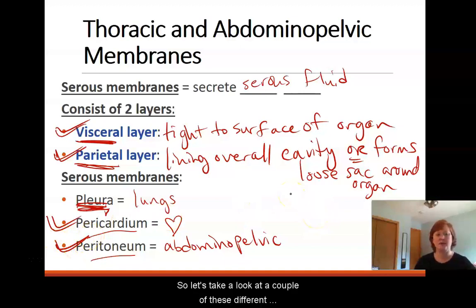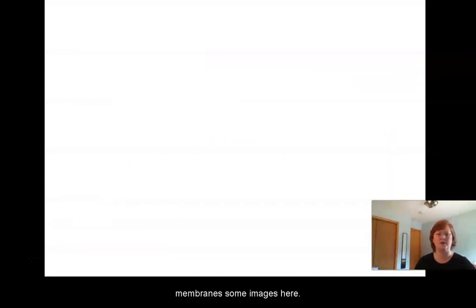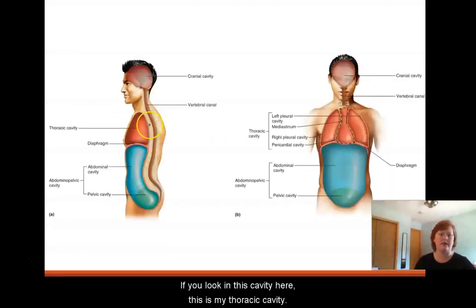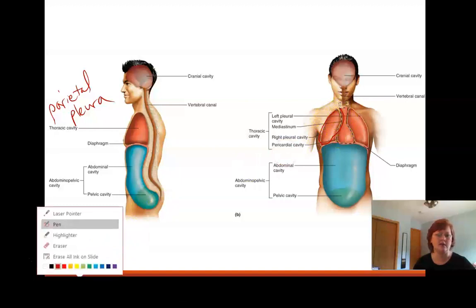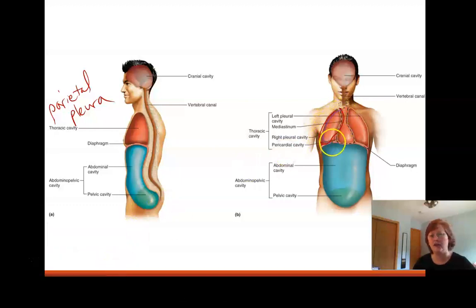So let's take a look at a couple of these different membranes with some images here. If you look in this cavity here, this is my thoracic cavity. So this overall cavity here is going to be lined by a parietal pleura. When I look at my individual lungs, here and here, we're going to have one lung on this side, one lung on this side, and they're going to be covered by a visceral pleura.